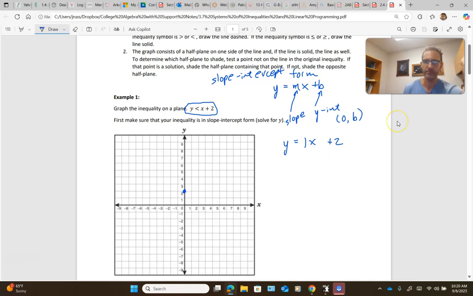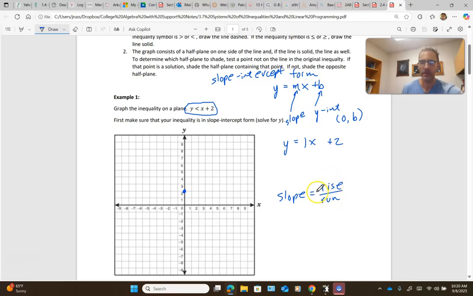And what does the slope describe? It describes the steepness. Well, how do we define that in math or graphically? It's what's referred to as rise over run. You may have heard that before. In other words, the change in y versus the change in x, the vertical change over the horizontal change.